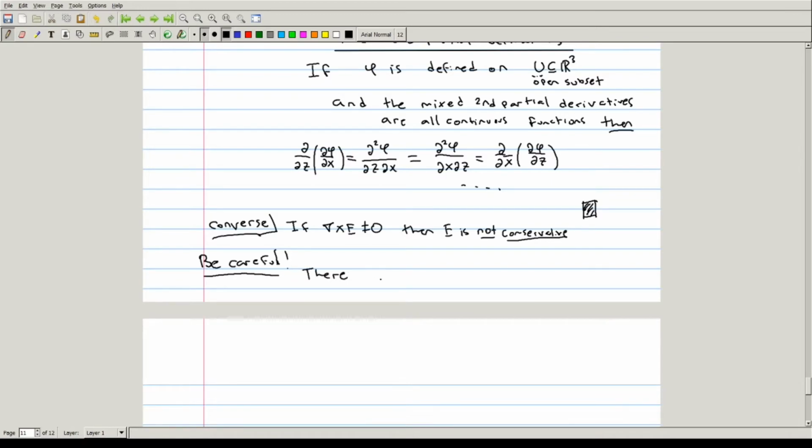There are examples of vector fields where the curl is 0 everywhere, but F is still not conservative. We'll see some examples of those as we move further into this study of vector fields.